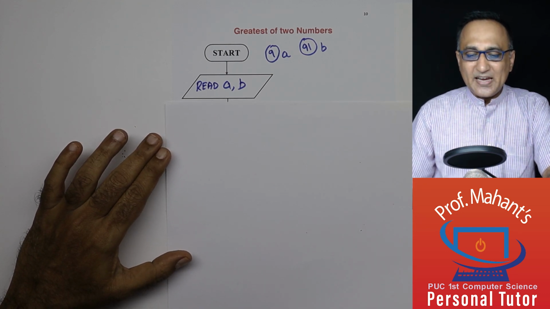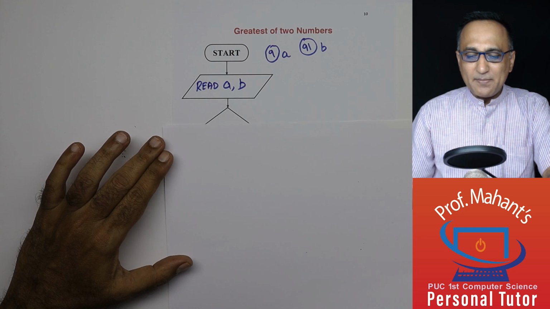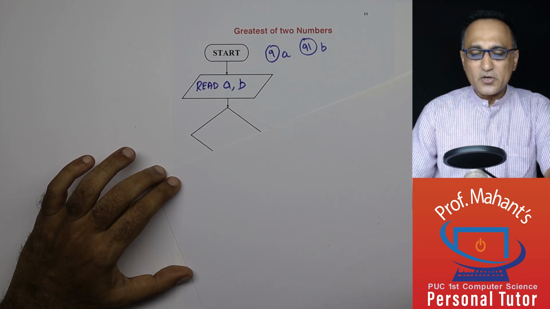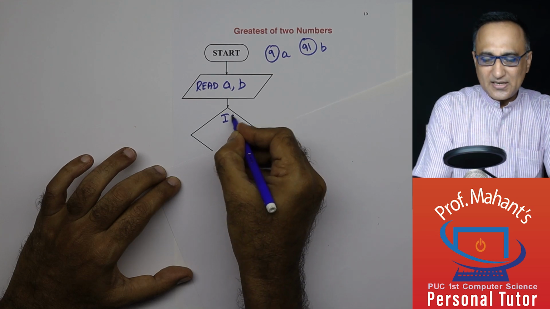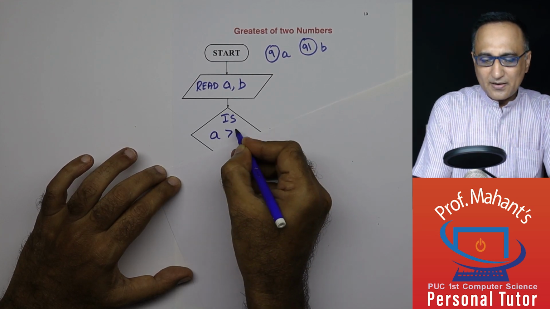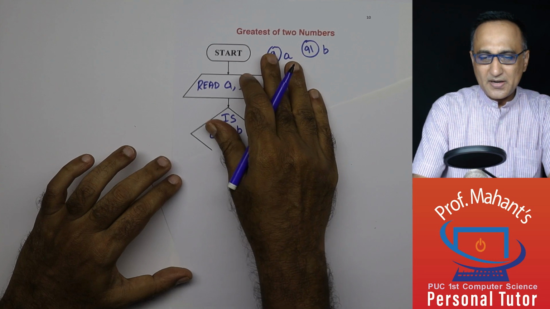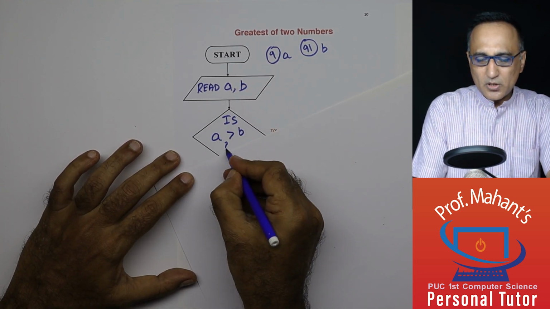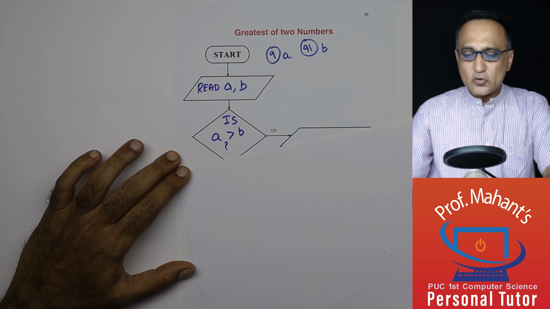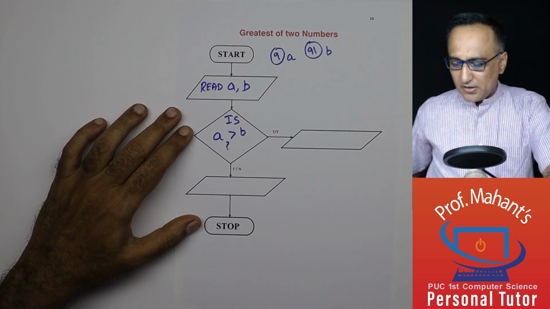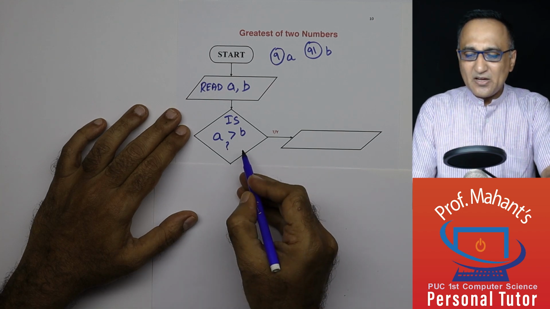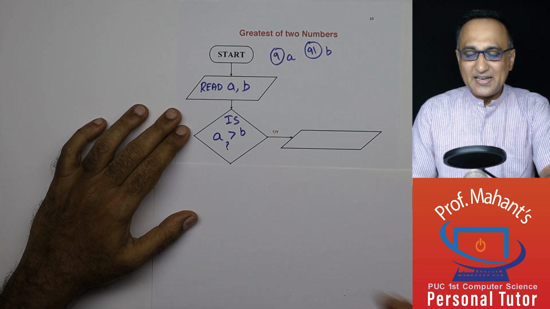So once I read A and B, I come up and I'm required to ask a question. What is the question? The question is like this: is A greater than B? All right, is A greater than B? So I'm going to put a question mark. So is A greater than B? There are two possibilities. Either A is greater than B or A is lesser than B.